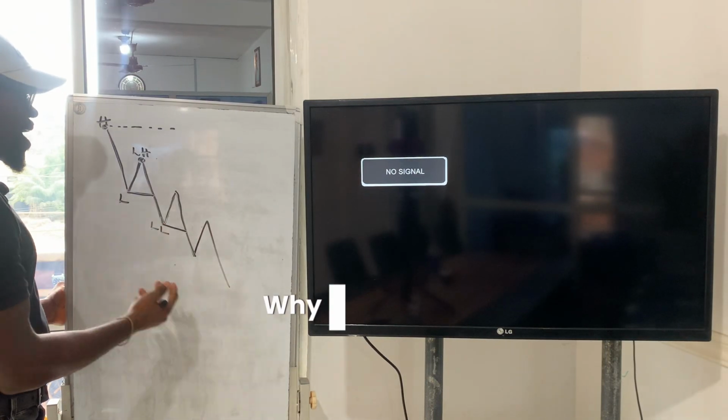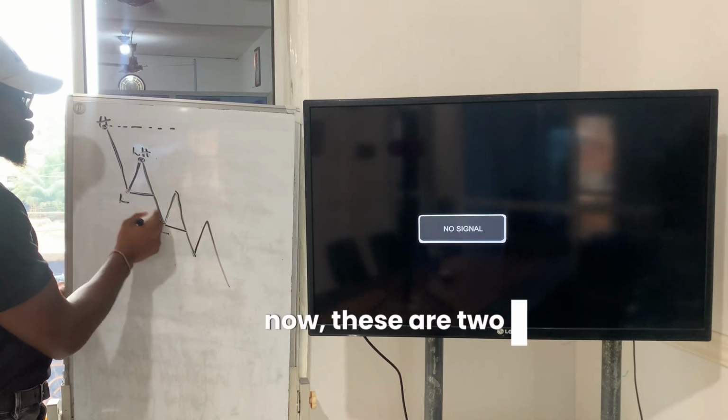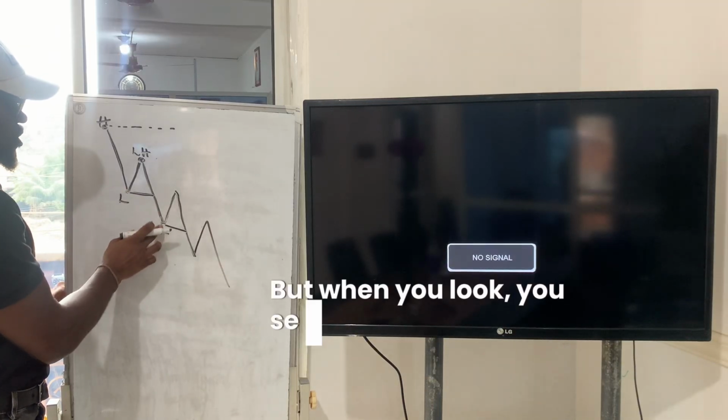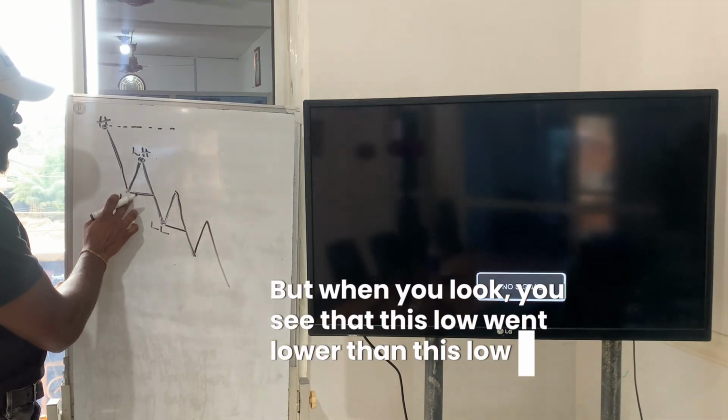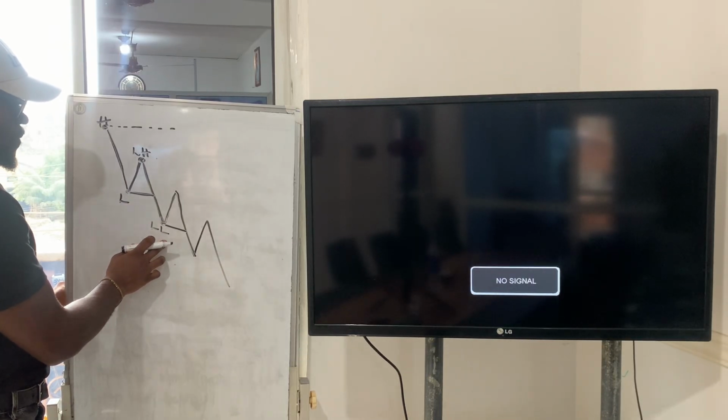Now we have what? A lower low. Why is it so? Comparing these two price points, now these are two lows. But when you look, you see that this low went lower than this low. For that reason, we are going to call this low a lower low, right?